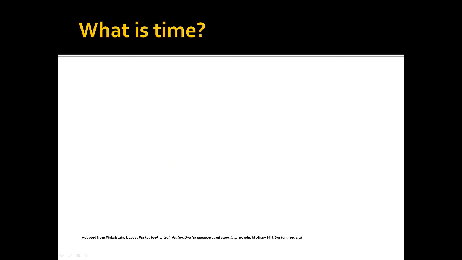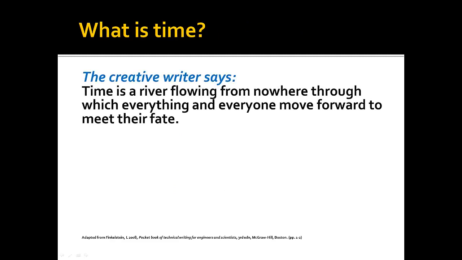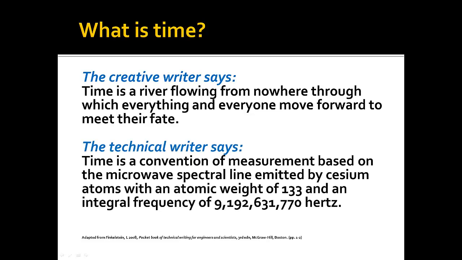Alright, so here's an example. So what is time? The creative writer says, time is a river flowing from nowhere through which everything and everyone move forward to meet their fate. Isn't that lovely? Whereas the technical writer says, time is a convention of measurement based on the microwave spectral line emitted by cesium atoms with an atomic weight of 133 and an integral frequency of 9,192,631,770 Hz. Okay, so very clear, concise, correct.